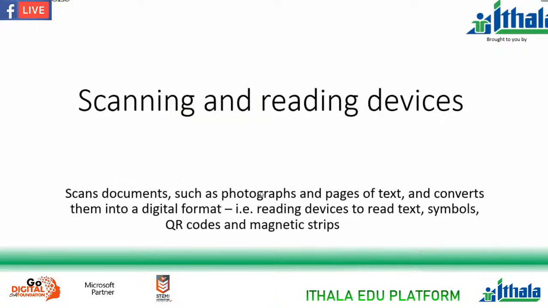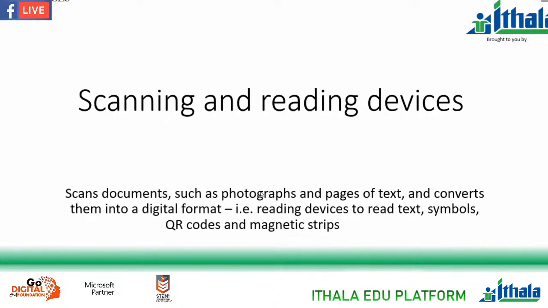Now, scanning and reading devices, such as a scanner, RFID, radio frequency ID code, QR codes, OCR or magnetic strips. So scanning and reading devices scan documents such as photographs and pages of text, and they also convert them into a digital format. They're able to read text, they're able to read symbols, QR codes, and magnetic strips. And input devices, that one.